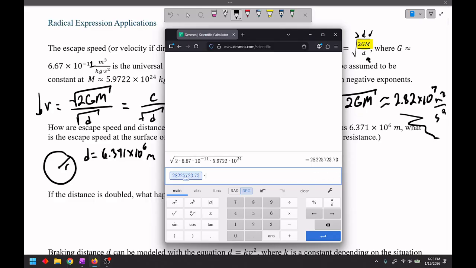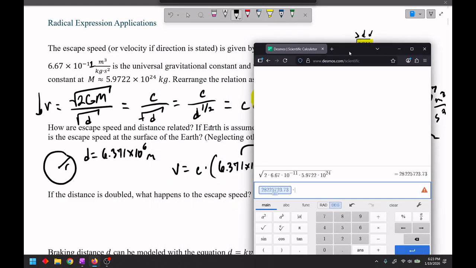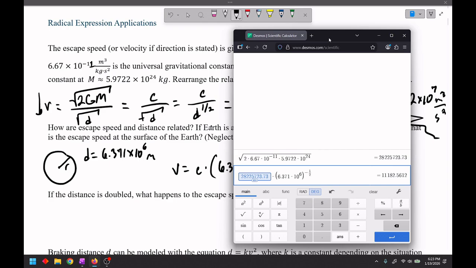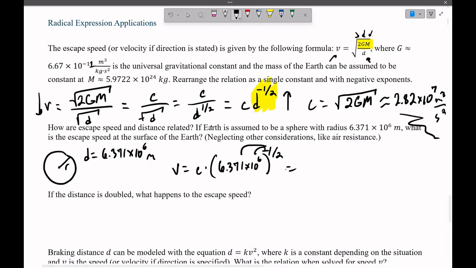Times, let's see. I'm going to do 6.371 times 10 to the power of 6, to the power of negative 1/2. And that gives us 11,182, or 11,000, something like that. Makes sense. Say 11,000, just to round.